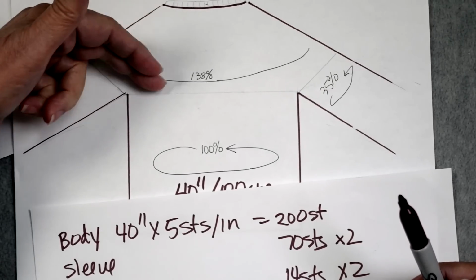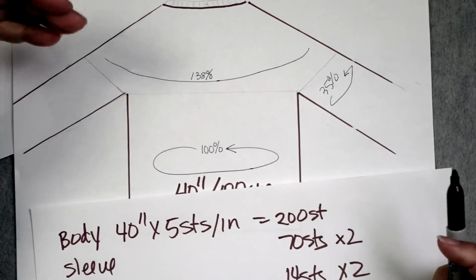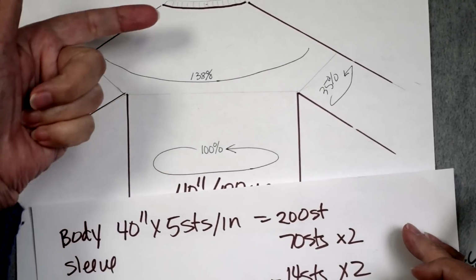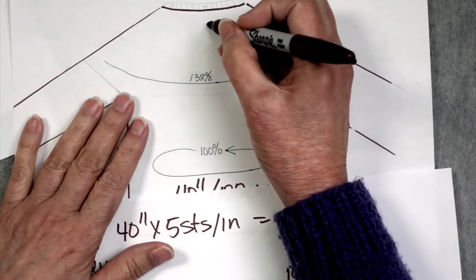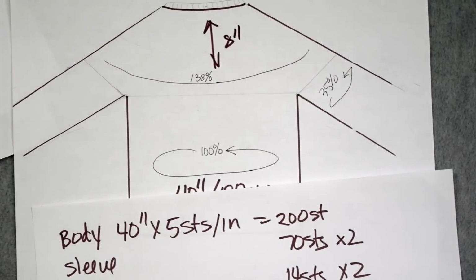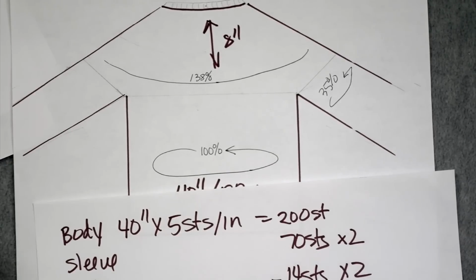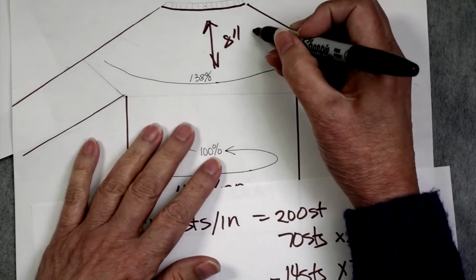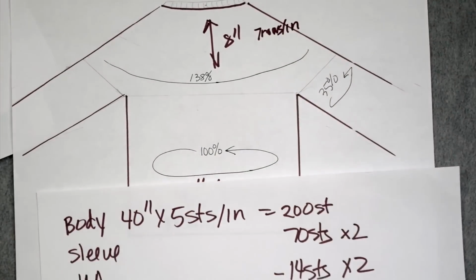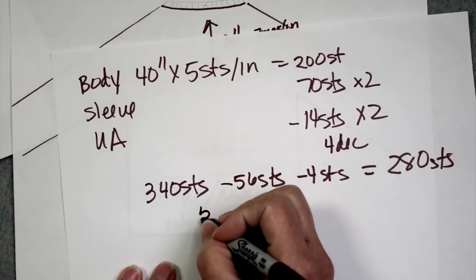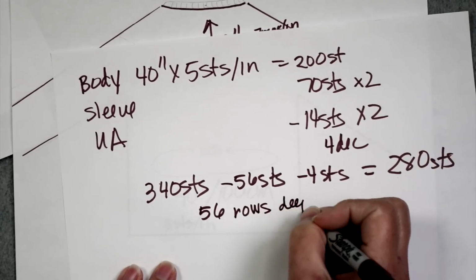These days people are going for shallower yokes. Other times people might want a deeper yoke. So we're going to say that we're going to have a yoke that is 8 inches deep. And if we are working with worsted weight yarn at 5 stitches per inch, that means we probably are working at 7 rows per inch. So we are going to have a yoke that is 56 rows deep.